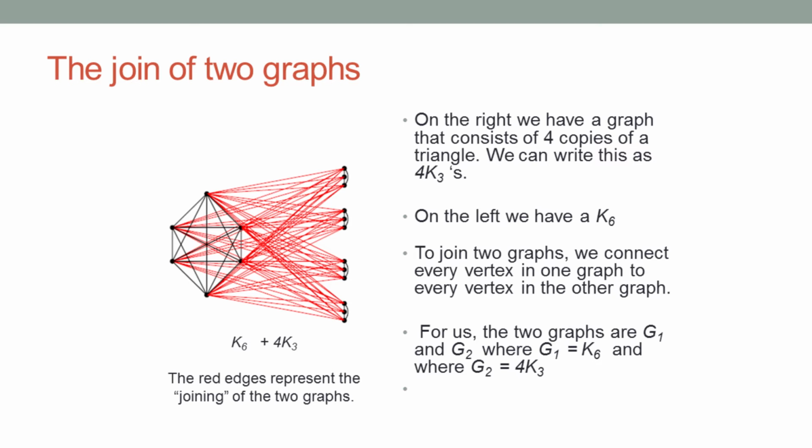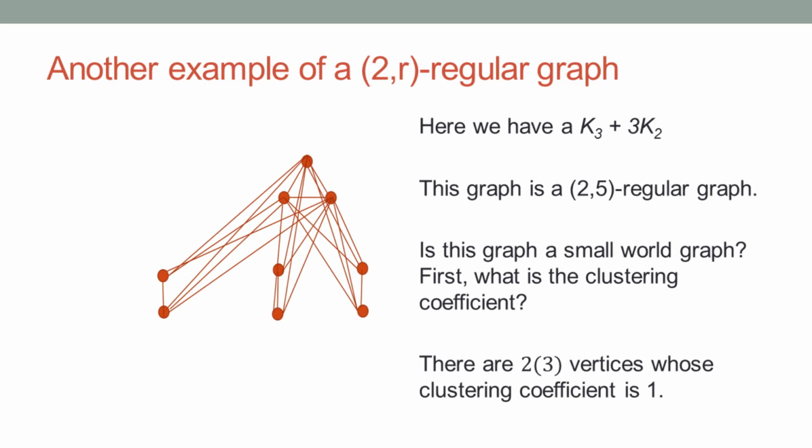So the red edges are what we get when we join a K6 to 4 copies of a K3. Here is another example. In this case, we've joined a K3 to 3 copies of a K2. And the claim is that this is a 2-5 regular graph. So if you pick 2 independent vertices, you'll cover the triangle, plus an additional vertex below. So it will always be exactly 5.